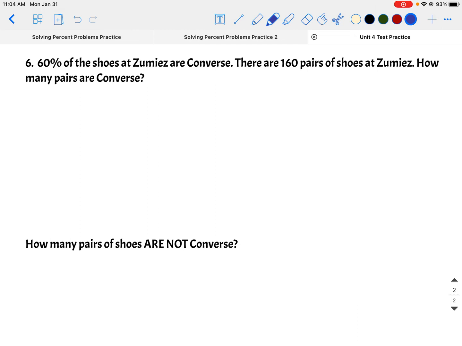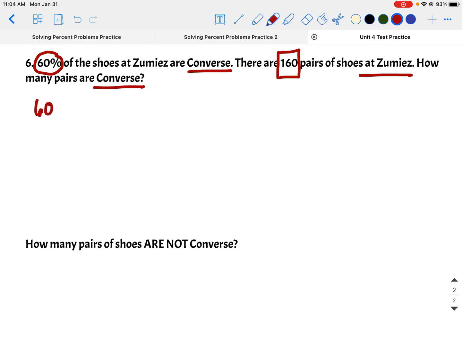All right, let's first identify what we know. Well, we know that 60% of the shoes at Zumiez are Converse, right? We know there are 160 pairs of shoes at Zumiez, and we want to know how many pairs are Converse. So we're trying to find out Converse. We know 60% are Converse, right? So let's start off with a little model.